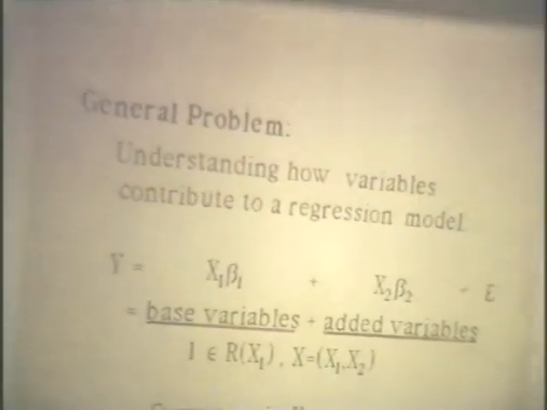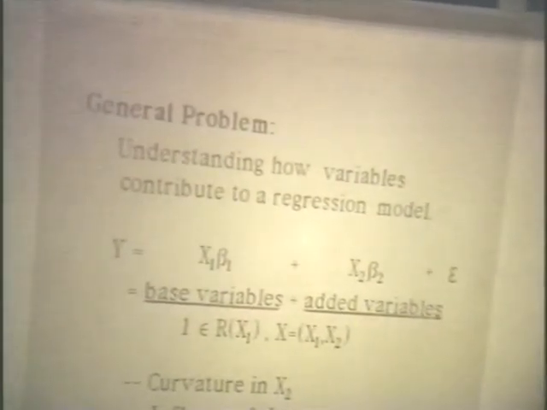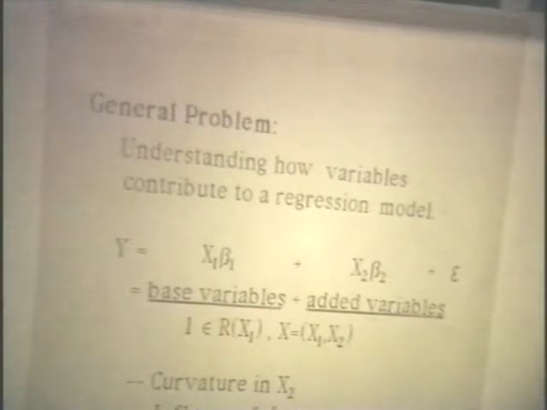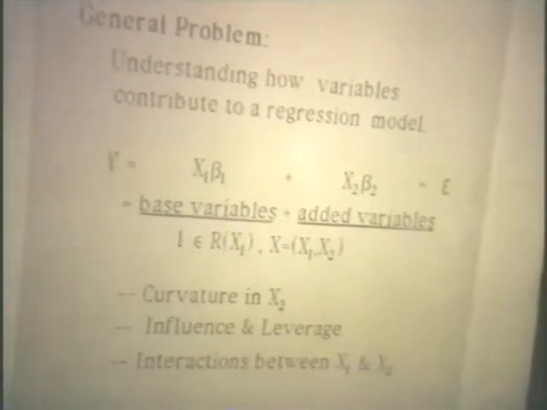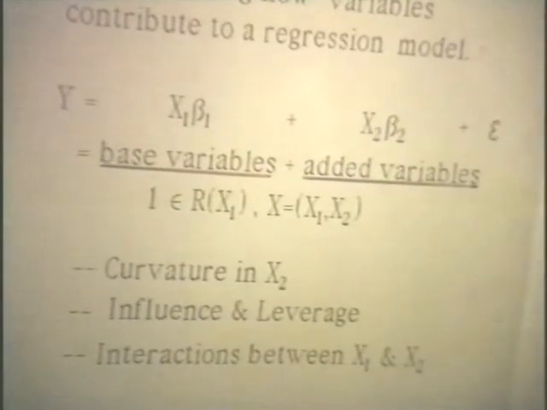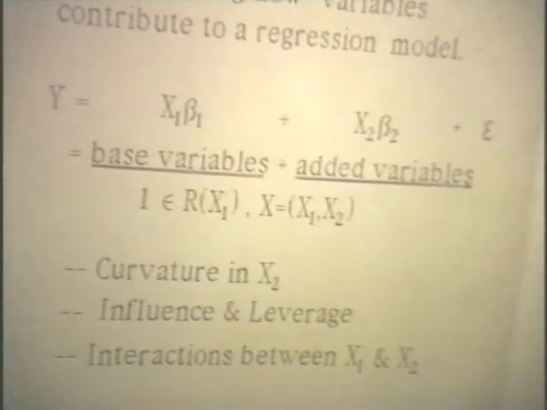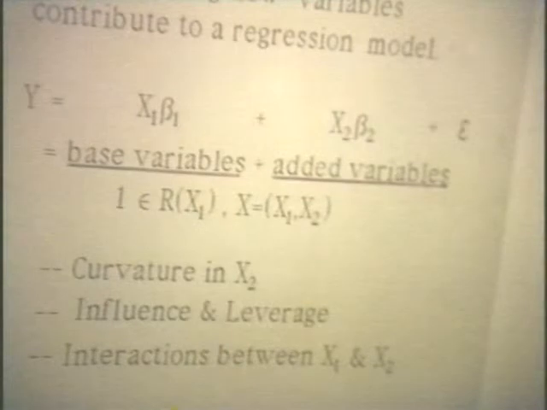To decide what to put on the third axis, we have to have some sort of purpose in mind, and here's the context that we chose to work in. The general problem is going to be to understand how variables contribute to a regression model. So I'm going to take my regression or linear model and I'm going to partition it into 2 bits, x1 beta 1 and x2 beta 2. I'll call the first part the base variables, the second part the added variables. The general kinds of problems we're going to think about addressing with our choice for z: curvature in x2, influence and leverage, interactions between x1 and x2. Typical kinds of problems that you run into when you're looking at data from this kind of model.